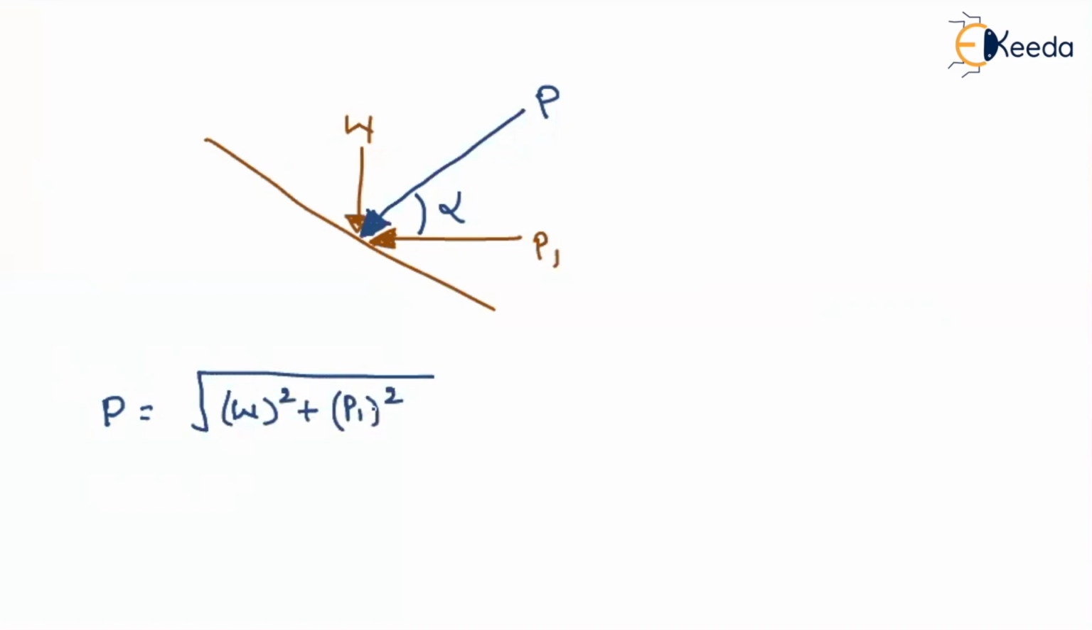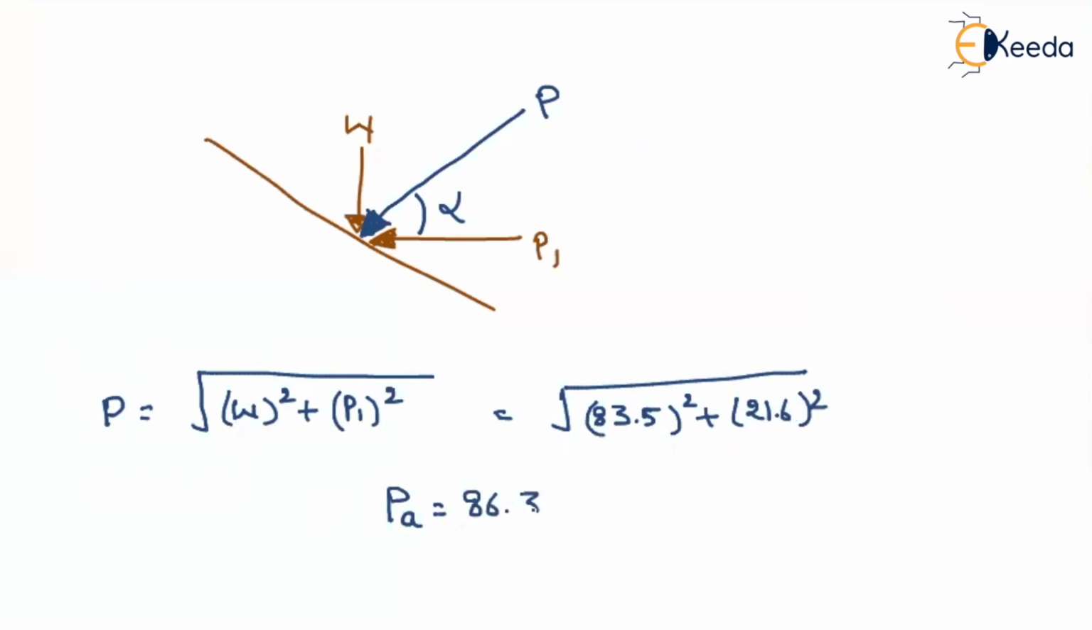You already know W and you already know P1. If you substitute the values, then you will get the square root of 83.5 squared plus the active earth pressure 21.6 squared. Then you will get the active earth pressure acting on the inclined wall equal to 86.3 tons per meter. So this is the final active earth pressure acting on the inclined back wall.